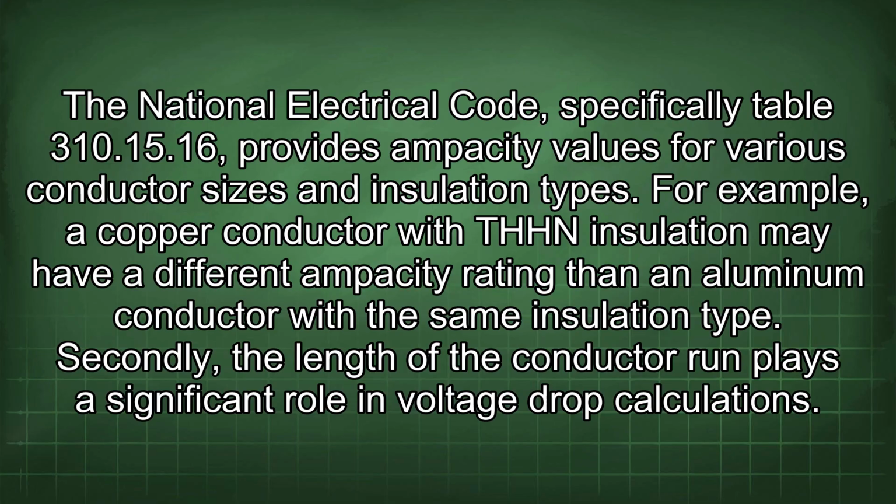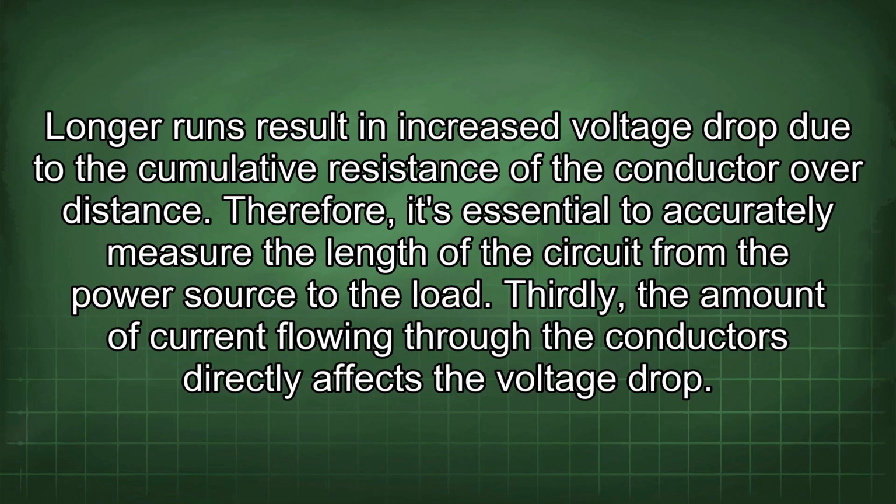For example, a copper conductor with THHN insulation may have a different ampacity rating than an aluminum conductor with the same insulation type. Secondly, the length of the conductor run plays a significant role in voltage drop calculations. Longer runs result in increased voltage drop due to the cumulative resistance of the conductor over distance. Therefore, it's essential to accurately measure the length of the circuit from the power source to the load.